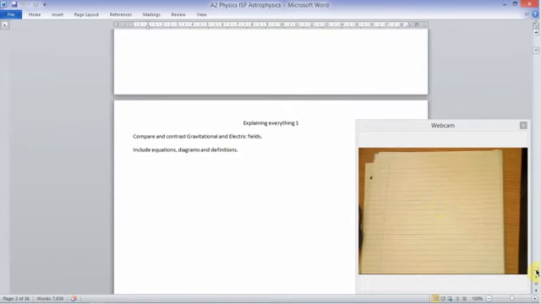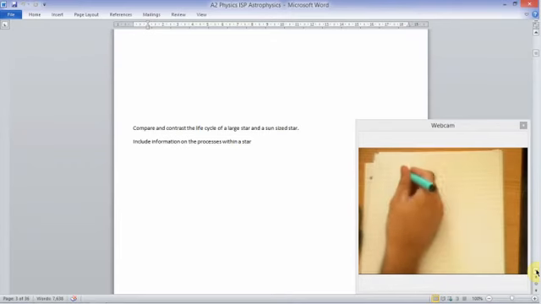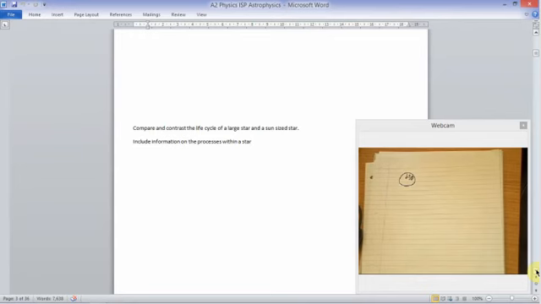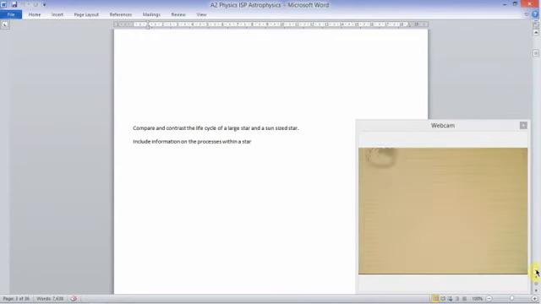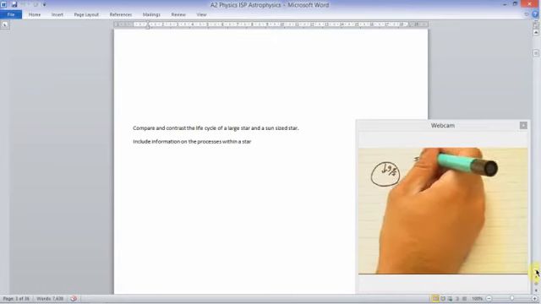Right. Next, compare and contrast the life cycle of a large star with a sun-sized star, include information about the processes within a star. Okay, so the main processes that we're talking about inside the star are nuclear fusion and gravity pulling everything together. So gravity is a force acting inwards, and nuclear fusion is a force acting outwards. Gravity pulls everything in, and you have radiation pressure or nuclear fusion pushing out. So remember, in the main sequence of the life cycle of a star, those two forces are equal. Okay, so during the main sequence, those two forces are equal.